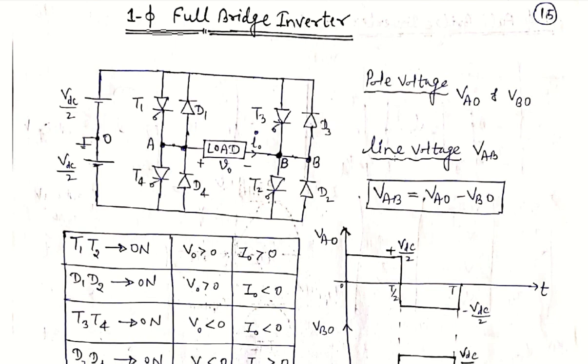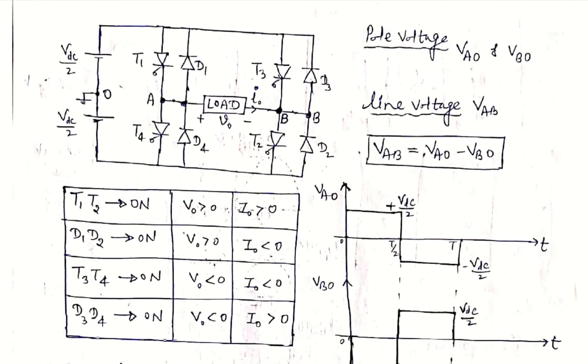What is a line voltage? Line voltage is basically the voltage between these two points A and B. It is denoted by the subtraction VAO minus VBO. If we subtract these two pole voltages VAO and VBO, we obtain the line voltage. We already know that to calculate the line voltage, we subtract the phase voltages. So the above voltages act as phase voltages, and we subtract them to obtain the line voltage VAB.